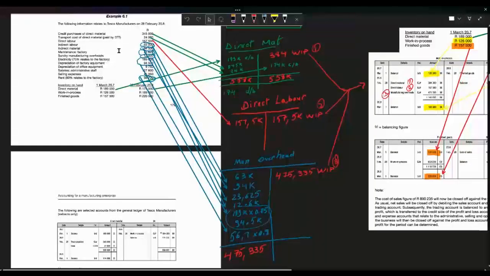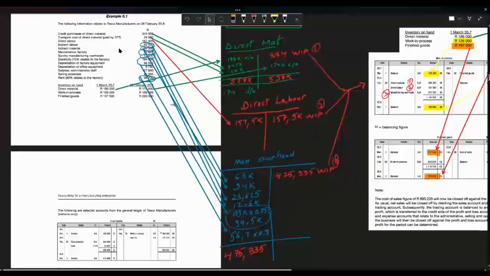But is there a closing balance for the direct material? Yes, there is a closing balance, and it's 174,000. And this is what we place here. So 174,000, if you would allow me, this is in thousands.